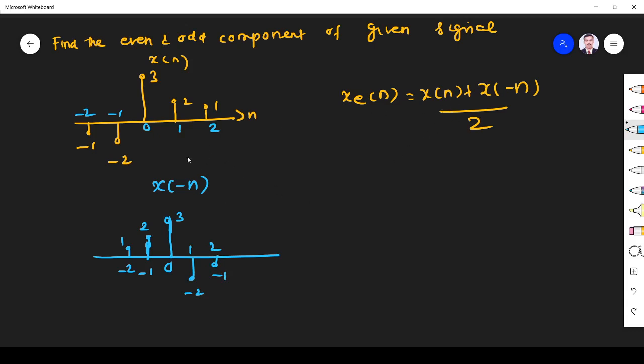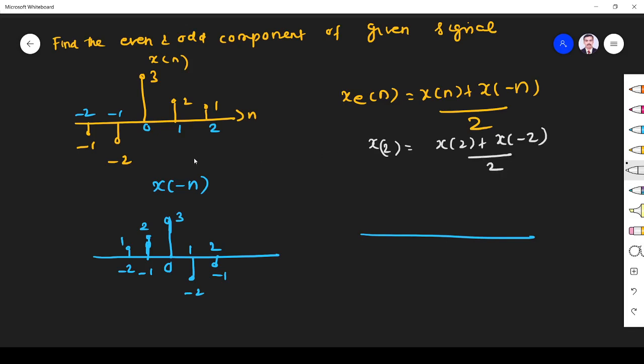What I have to do? Add both and divide the amplitude by 2. So add 1 to 1 addition, 0, 0. Here it is 3, here also it is 3. 3 plus 3. First I write, see what is that? X e of, let me first start with 2. X e of 2 is equal to x of 2 plus x of minus 2 divided by 2.